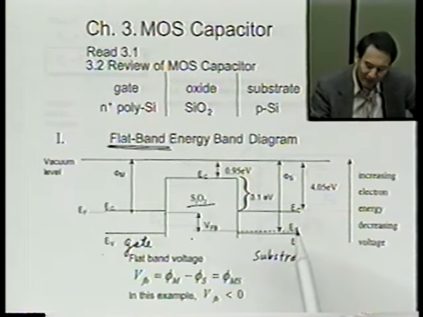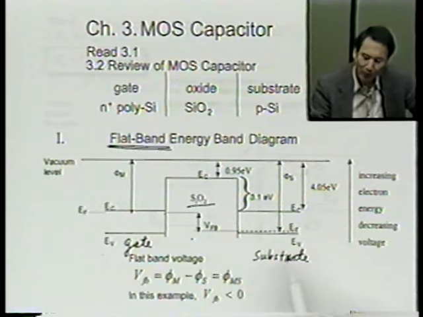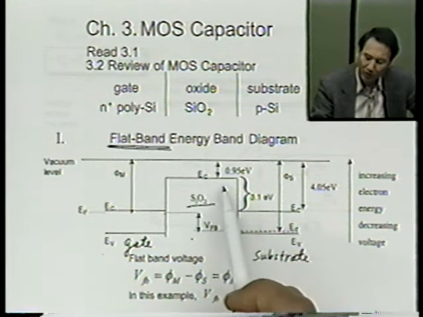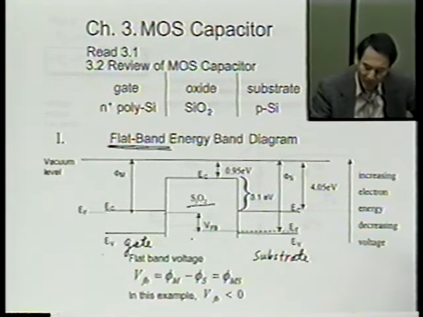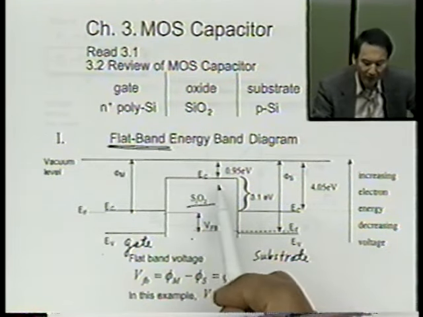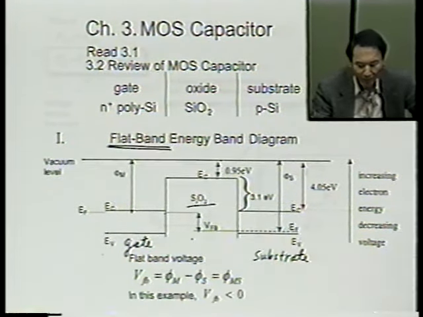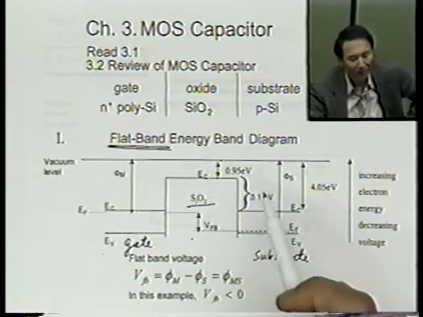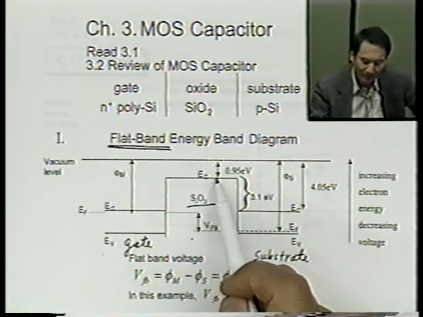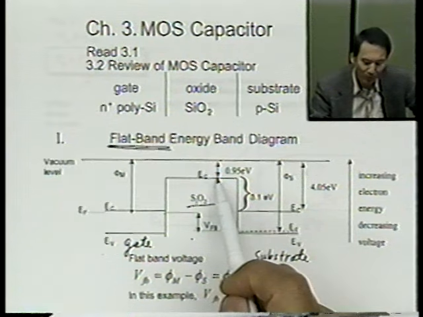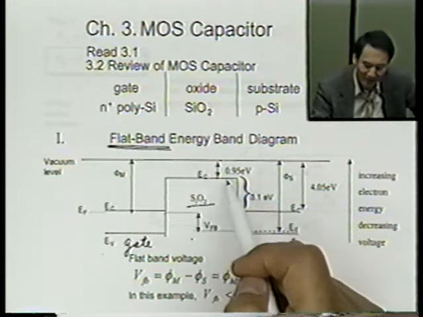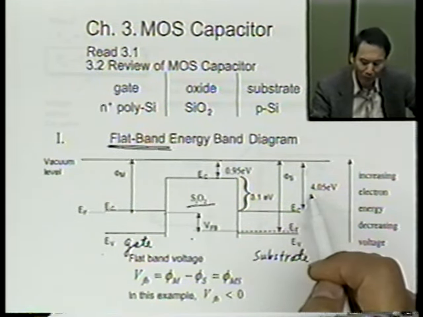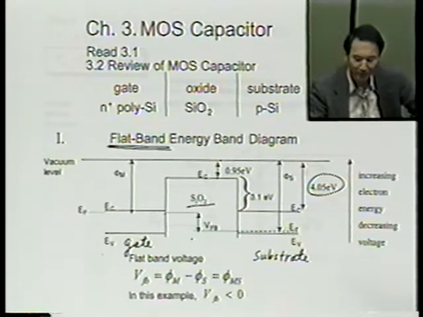And on the right-hand side, the substrate, we know the silicon substrate EC is lower than the vacuum level. The separation between the conduction band and the vacuum level has a name, and I will not review that with you. It's called the electron affinity. For SiO2, the separation between the vacuum level and the conduction band is 0.95 eV. For silicon, it is 4.05 eV. This is the electron affinity for silicon.